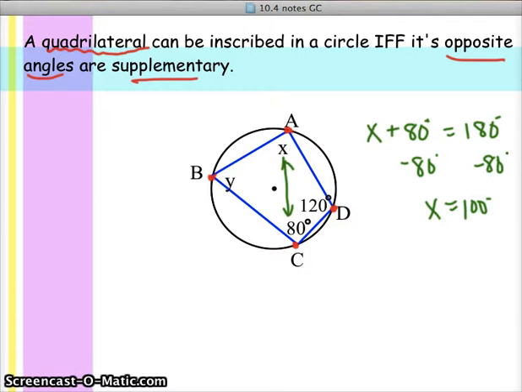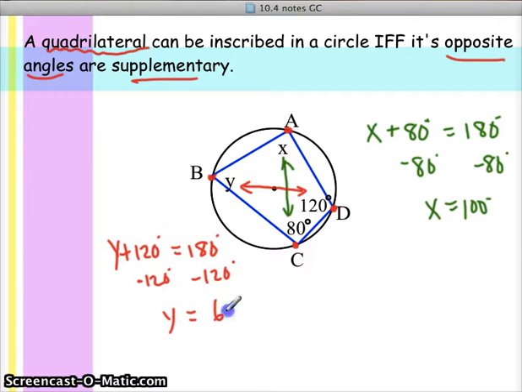And then we have another set of opposite angles. These two are opposite of one another. They should add up to 180. So the y and the 120 should add up to 180 degrees. And when you subtract 120 from both sides, you get 60. So y would equal 60. So if you have a quadrilateral, a four-sided shape inscribed in a circle, the opposite angles will be supplementary.